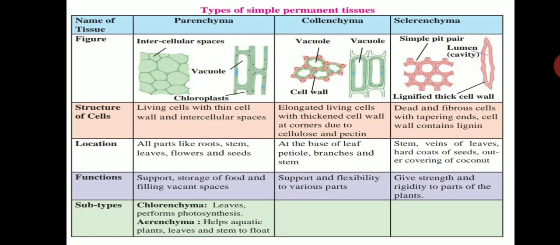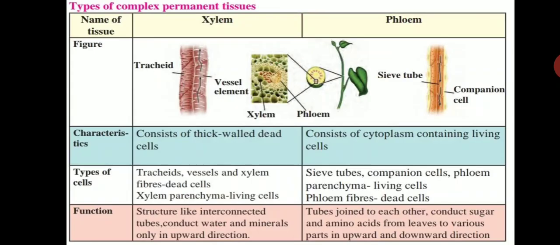So next one is the complex permanent tissue, in which more than one type of cells are present. In the complex permanent tissue, there are two types of tissues. First one is xylem tissue and next one is phloem tissue. Already we have discussed these tissues in earlier classes. So let us start with the characteristics of these tissues. The characteristic of xylem tissue is it consists of thick walled dead cells. And the phloem tissues consist of cytoplasm containing living cells. In the case of phloem tissues, the cells are living cells and they contain cytoplasm.